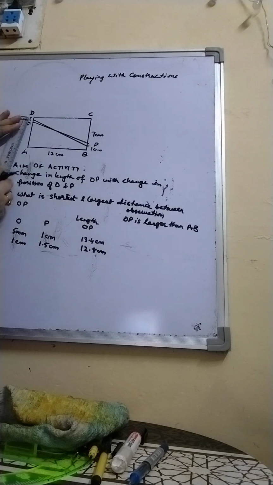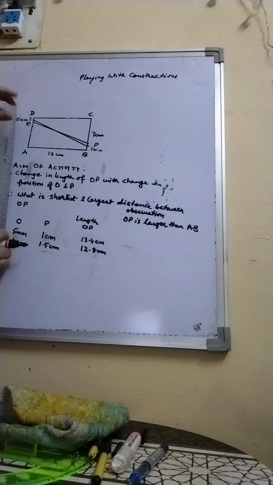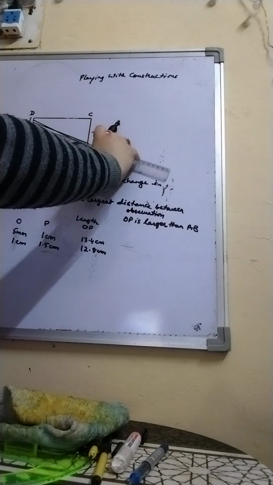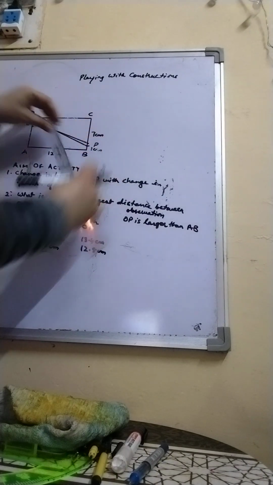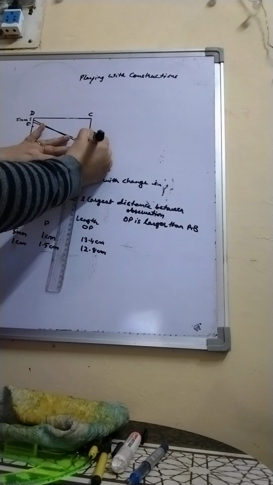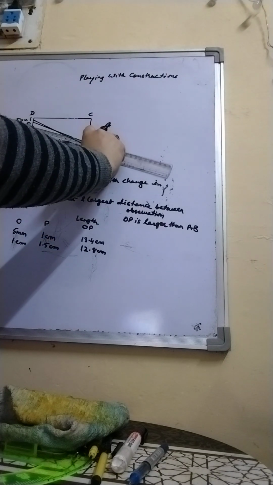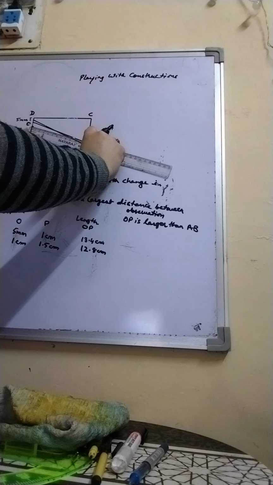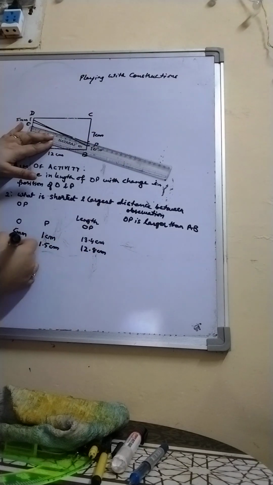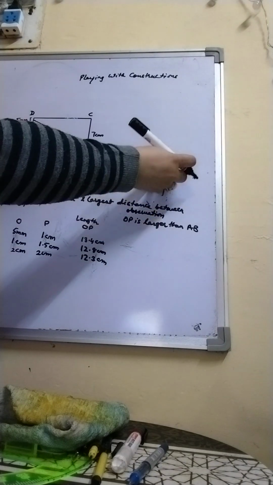Then we take further, O at 2 centimeter and P also at 2 centimeter. Okay, so this I am taking equal. So we measure the length and it comes out to be 12.3 centimeters. So 2 centimeter and 2 centimeter, it comes out to be 12.3 centimeter.